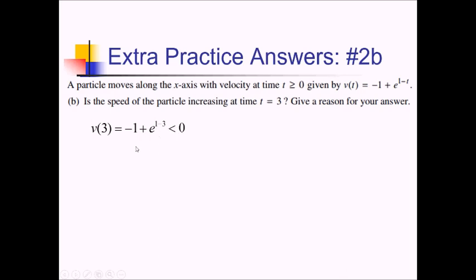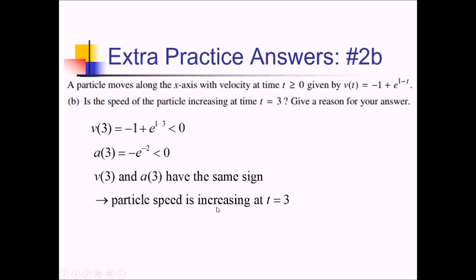And now the acceleration at 3, we actually found that in part A. Remember, that was just negative e to the negative 2, which comes out negative because you have a negative in front of an exponential function. Since velocity and acceleration at time 3 both have the same sign, since they are working together, that means our particle's speed is increasing at time 3.